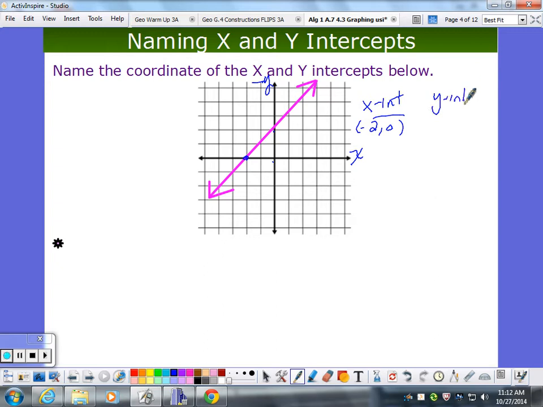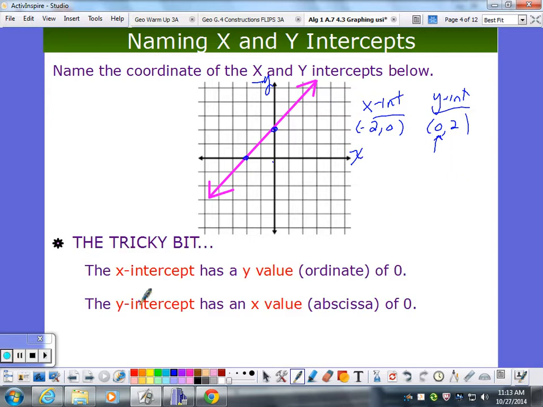Let's find the coordinates of the y-intercept. Ryan, what's the coordinates? 0, 2. Now this one is the y-intercept. Puts me up here. X value is 0. Okay? So that's the tricky bit. An x-intercept has a y value of 0, and a y-intercept has an x value of 0. And there's my words again, leave it up to remind you. And what you do if you forget this is draw a picture and say, wait a second, which is 0, the x or the y?